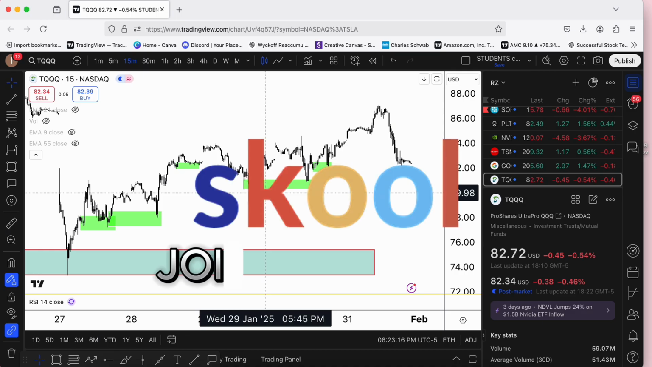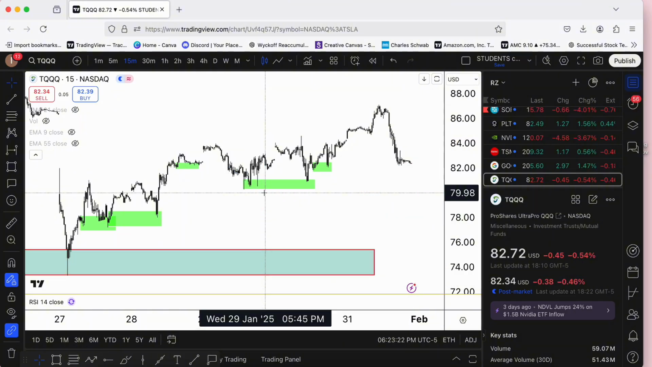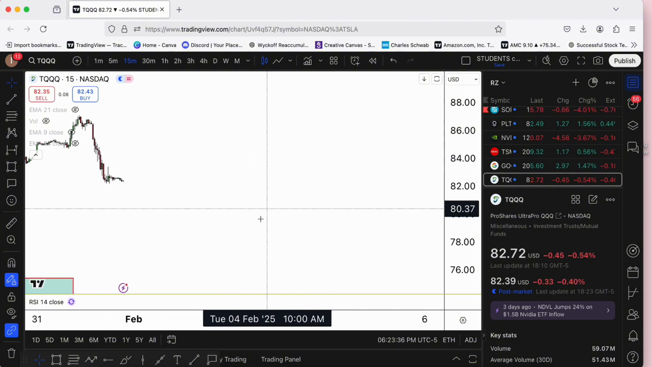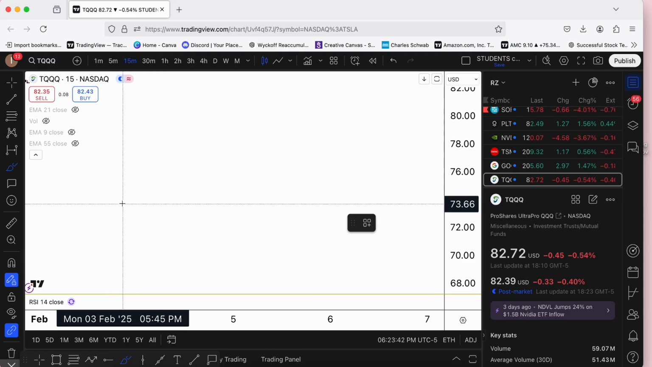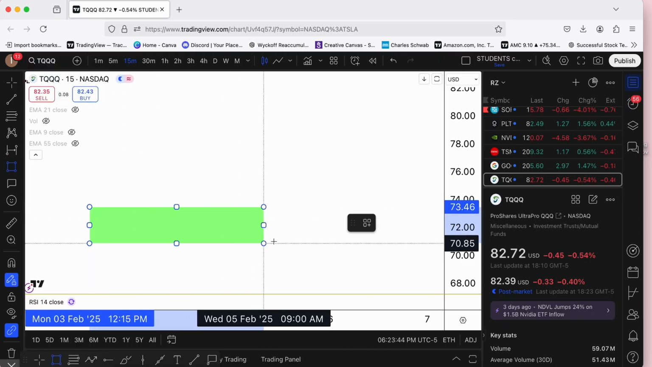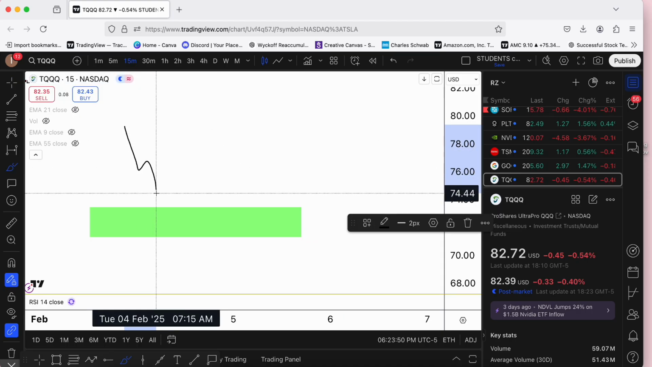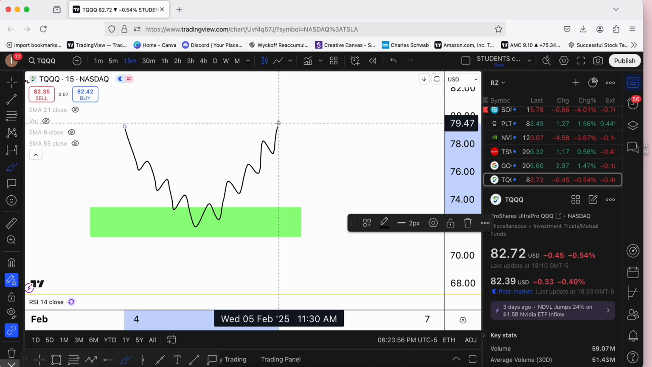And remember, those boxes, you're drawing them for a reason, because that is where the institutions and banks are looking to buy, so they can take it higher. And you can see on this chart, all it has been doing is going up, going up, going up. And so here, looking at what TQQQ was doing, all I said is let's draw a box right here on Monday, just like this, and let's wait for price to come back down into the area and then bounce.